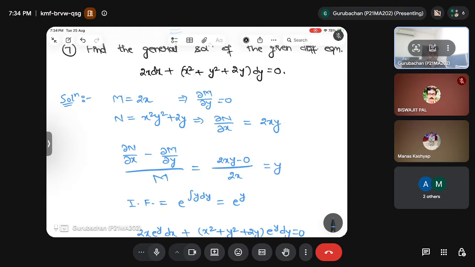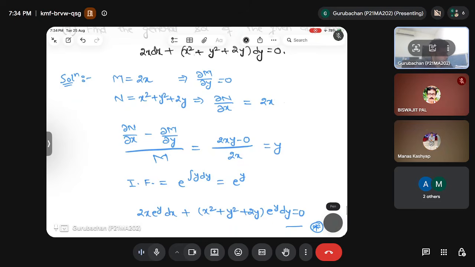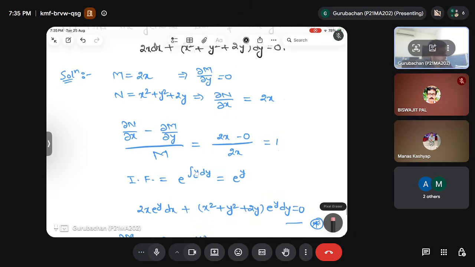I wrote something wrong here. So this was x square plus y square plus 2y plus 2. This will be 2x only. Thank you for mentioning. 2x minus 0 upon 2x is 1. And we will treat it like x. Here it is a typo. Here I made that mistake. That's why it is coming like this.